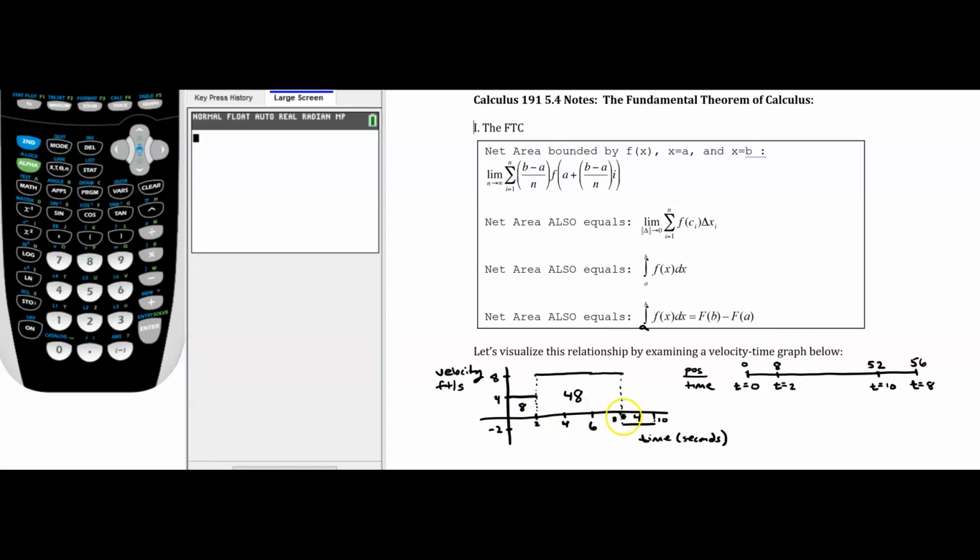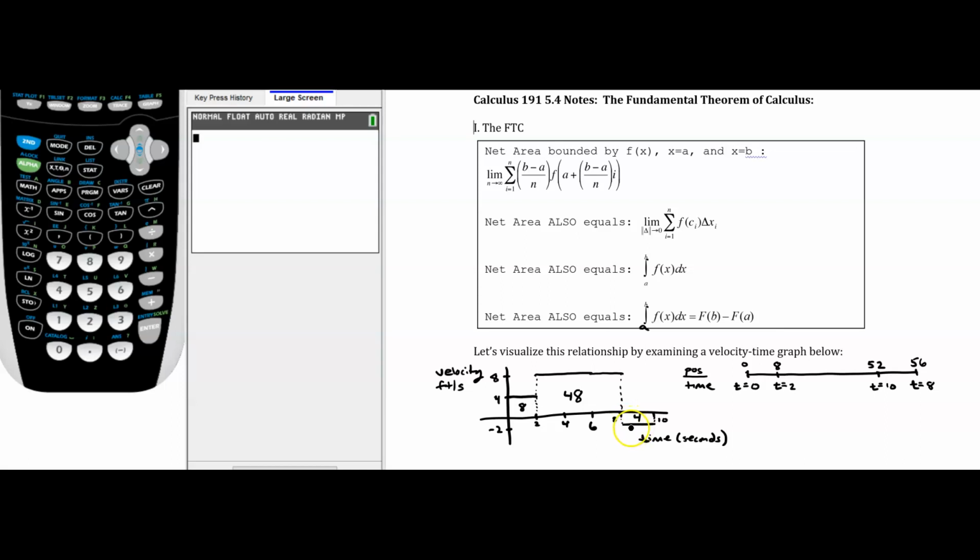Between time 2 and time 8, our object is traveling 8 feet per second. So if you go 8 feet per second for 6 seconds, then you are traveling an additional 48 feet. So our object has now traveled from position 8 to position 56, because from time 2 to time 8, we've traveled an additional 48 feet. So if you added 48 to 8, we're now at a position of 56.